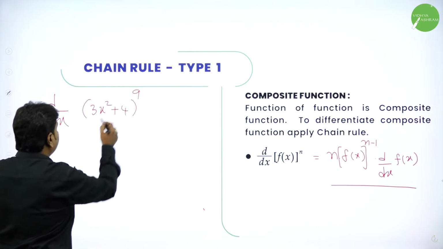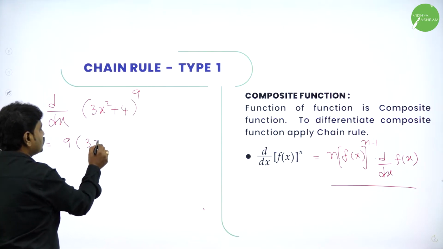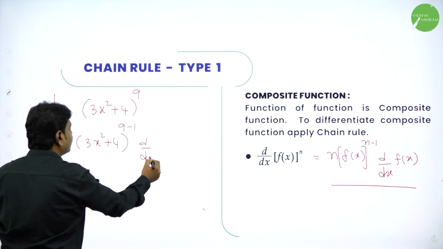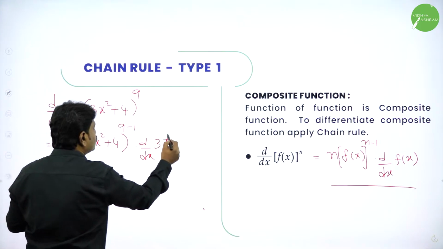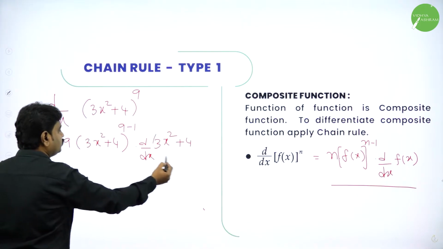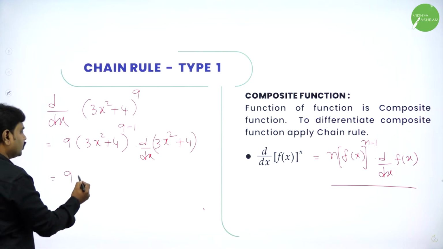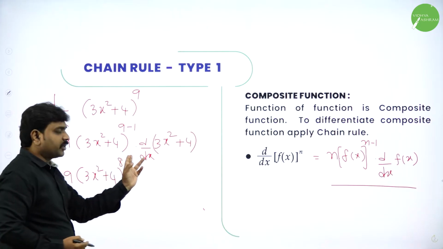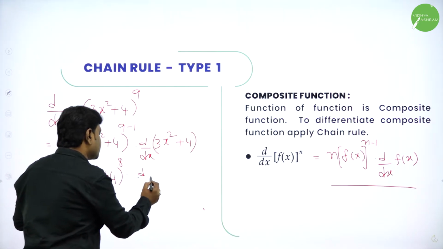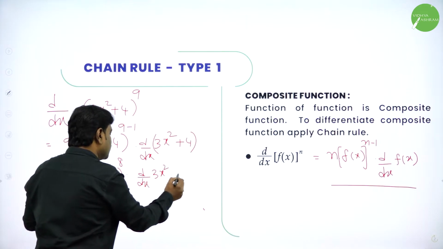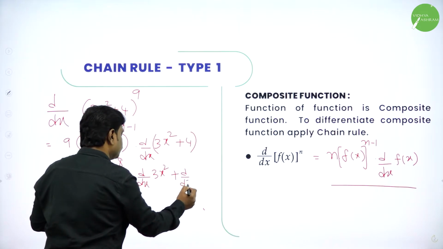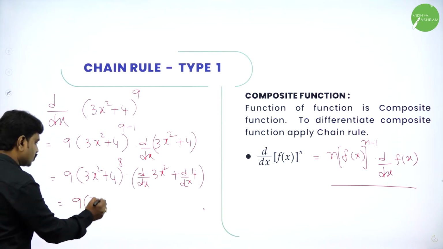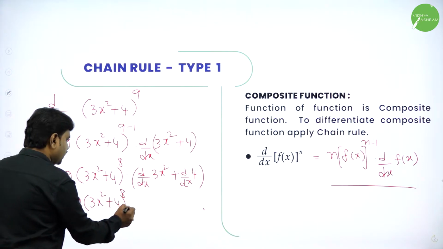So now in the place of n, I have 9. 9 into (3x square plus 4) power 9 minus 1 into d by dx of the internal function. What is the internal function? 3x square plus 4. That is 9 into (3x square plus 4) power 9 minus 1, which is 8. Apply d by dx for each term. It will become d by dx of 3x square plus d by dx of 4.